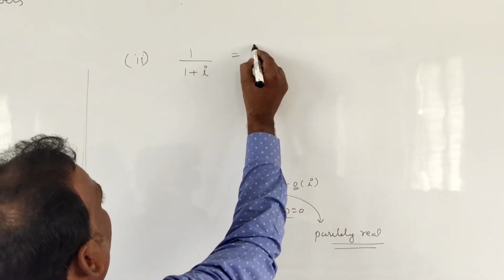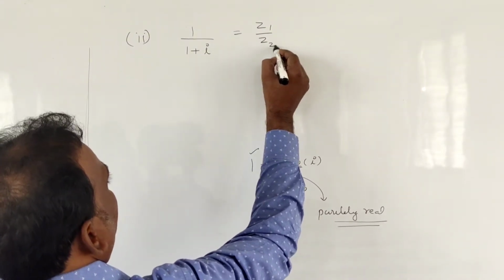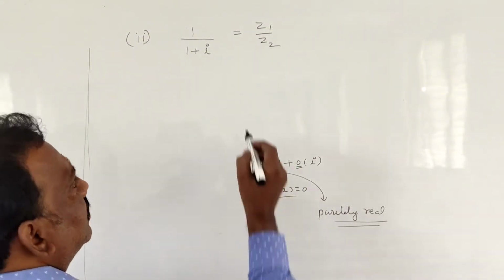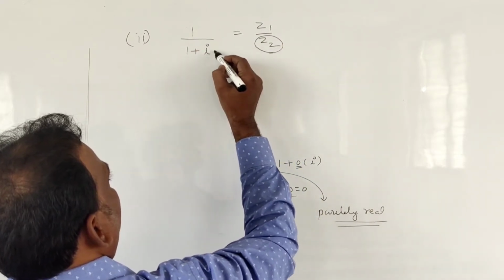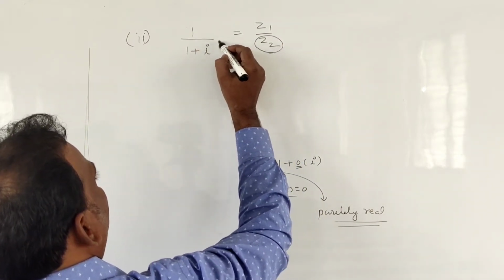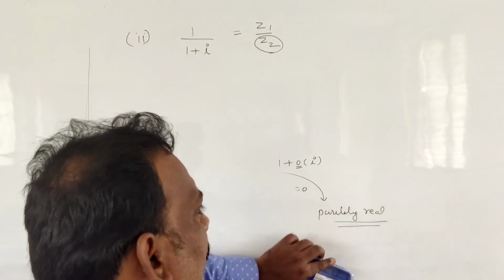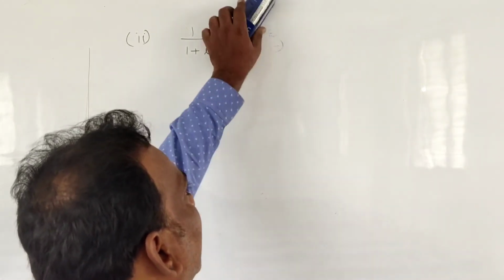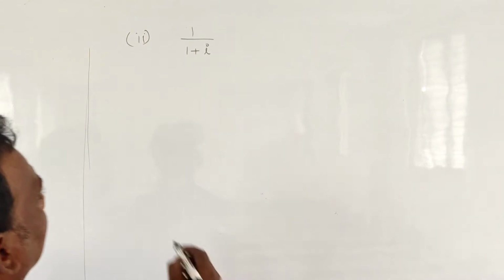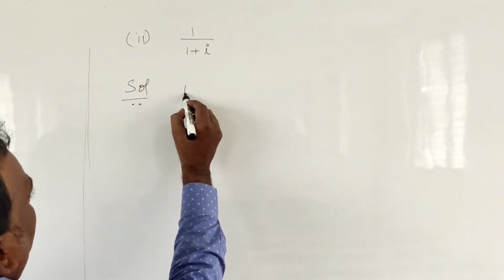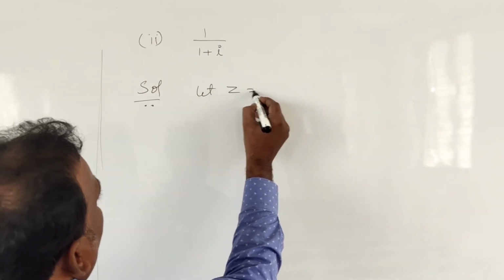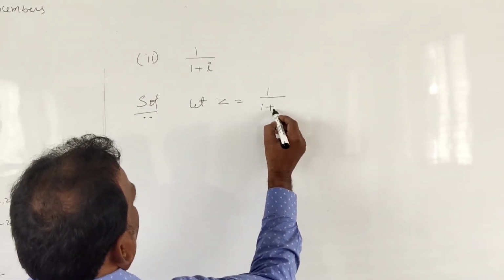Now this is in the form of z1 by z2. What do we have to do, students? For the denominator, whatever complex number is there, take its conjugate, multiply and divide the numerator and denominator, and solve the problem. Correct, students? Right. Now I will solve it. See here. Solution. Let z is equal to 1 by 1 plus i.